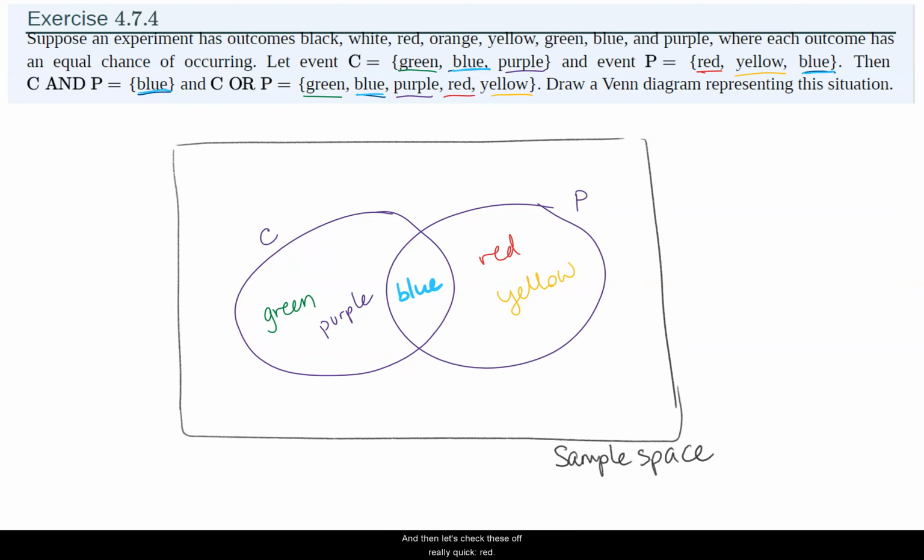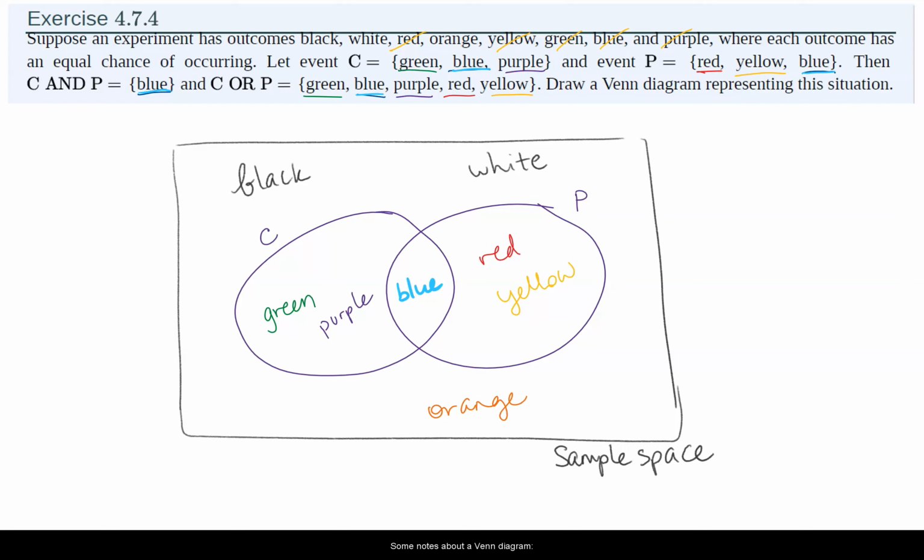And then let's check these off really quick. Red, yellow, green, blue, purple. There's our C or P, those 5. And then we need to represent the rest of them. So we have black out here, white, and orange.